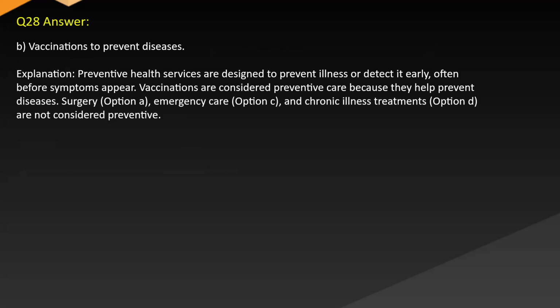Answer. B. Vaccinations to prevent diseases. Explanation. Preventive health services are designed to prevent illness or detect it early, often before symptoms appear. Vaccinations are considered preventive care because they help prevent diseases. Surgery, option A, emergency care, option C, and chronic illness treatments, option D, are not considered preventive.